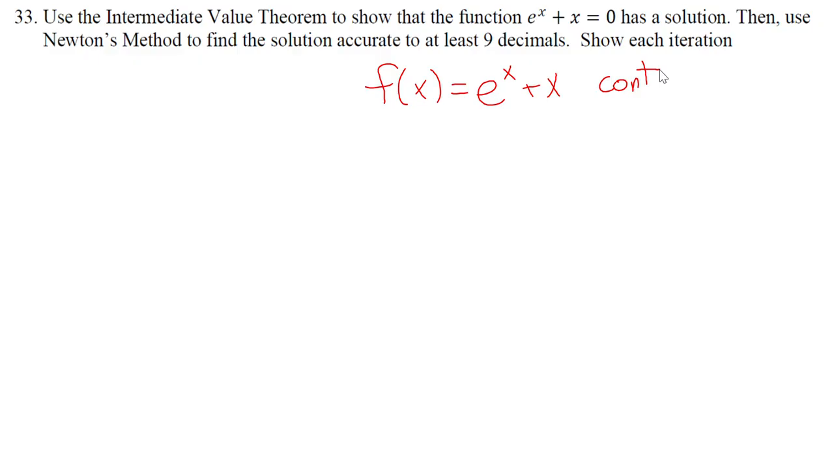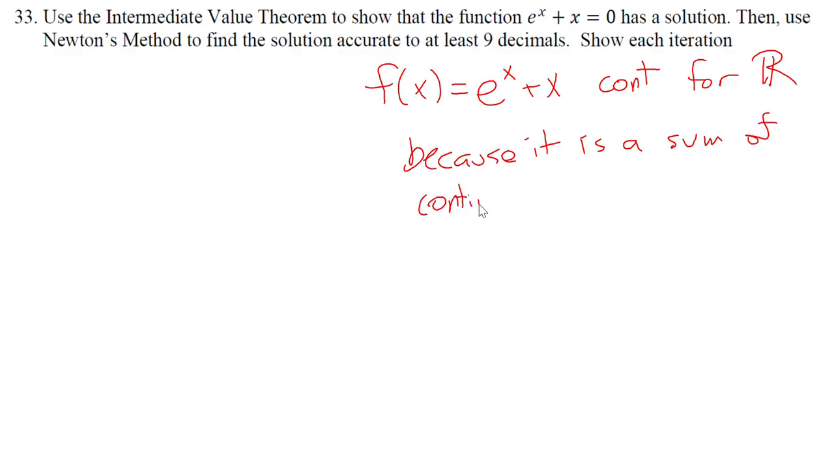It's continuous for all real numbers, right? So, because it is a sum of known continuous functions, right? e to the x we know is continuous for all real numbers, and x is continuous for all real numbers. Therefore, the sum of them is continuous for all real numbers as well.